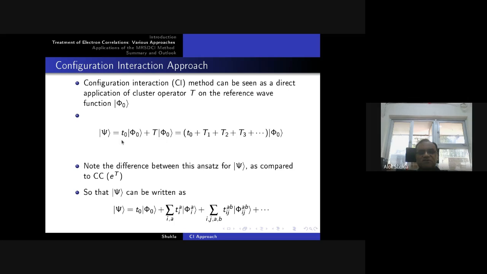If we write the configuration mixing in terms of the same cluster operator T, then the ansatz is not e to the power T, which we had there, but rather a linear ansatz. T0 is just a numerical term, which will be the coefficient of psi naught in the correlated wave function, and T1, T2, and T3 are the cluster operators. So T1 when applied on psi naught will create single excitations, T2 will create doubles, T3 will create triples, and so on and so forth.